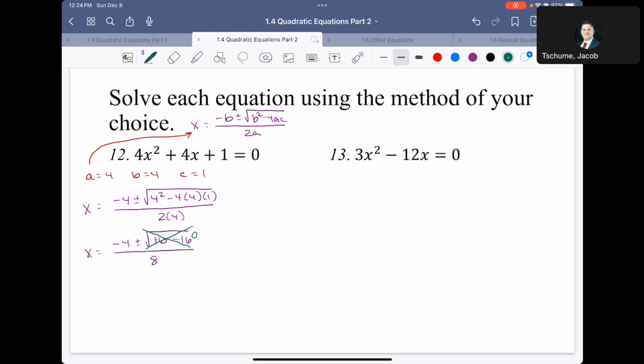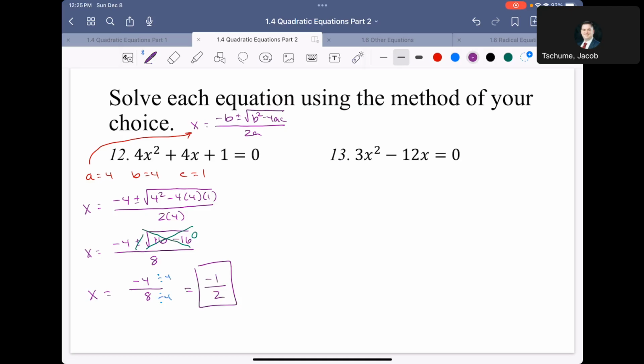And since this goes to 0, we don't even need the plus or minus anymore, because adding 0 and subtracting 0 doesn't do anything. So all you're left with is x equals negative 4 on top and 8 on the bottom. Since both of those numbers share a 4 in common, I can divide both numbers by 4, and this simplifies into an answer of negative 1/2. That is the only solution of number 12, and we used the quadratic formula to find that.